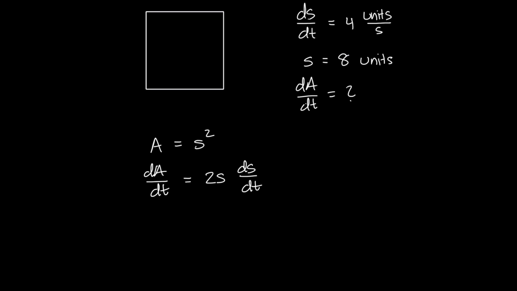We know that at the specific instant in time, s has a value of 8, and ds/dt is a constant 4 units per second, right? So this is equal to 2 times 8 times 4, which in all is 64 units squared per second. So what this means is at this specific time, the area of the square is increasing at 64 units squared per second.